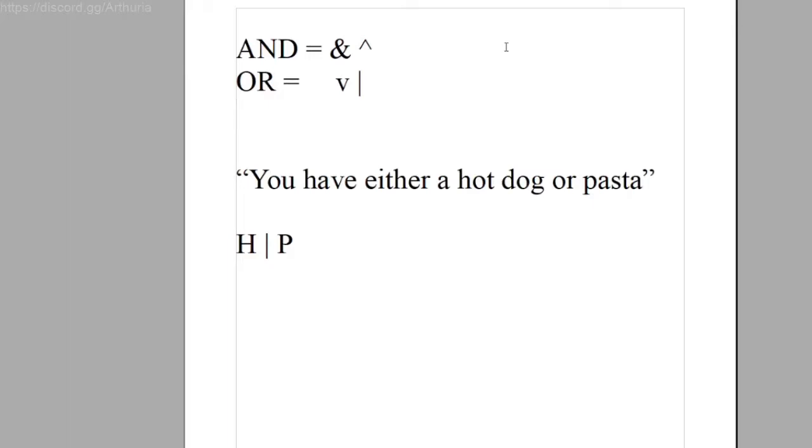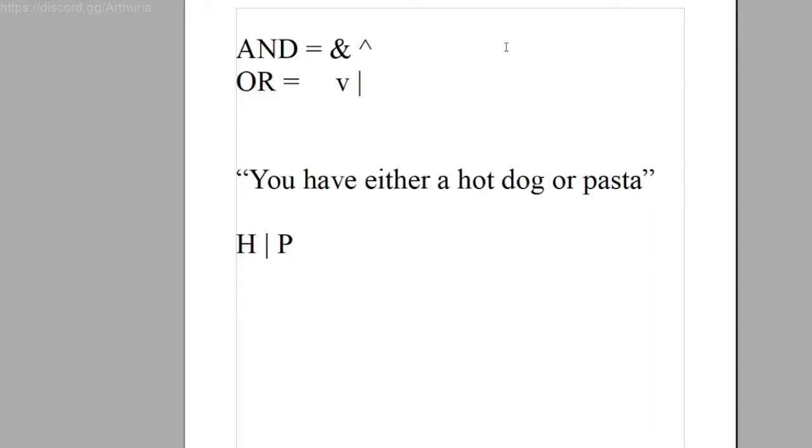Shouldn't the correct translation be you have either, do you like, and/or instead of just or? I think people also say, do you want this and/or that? That is also the inclusive or. Right, that's another way of saying it.